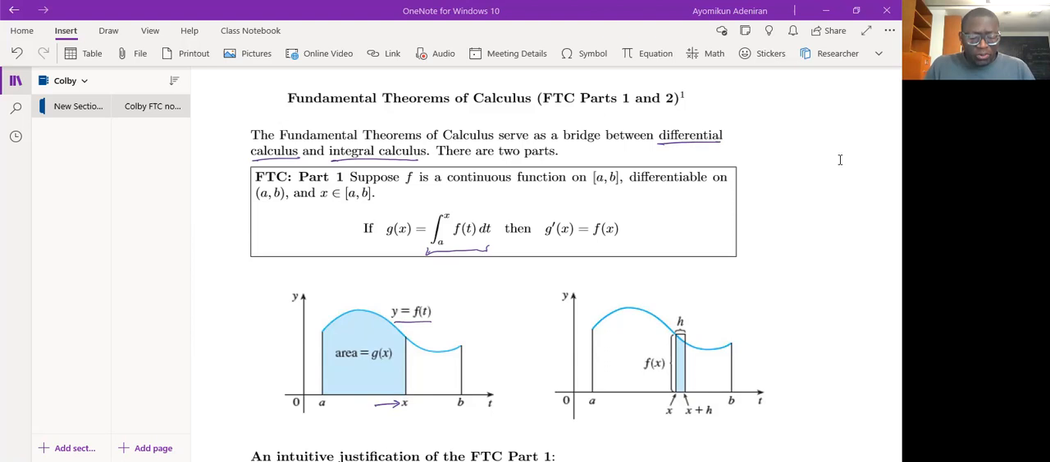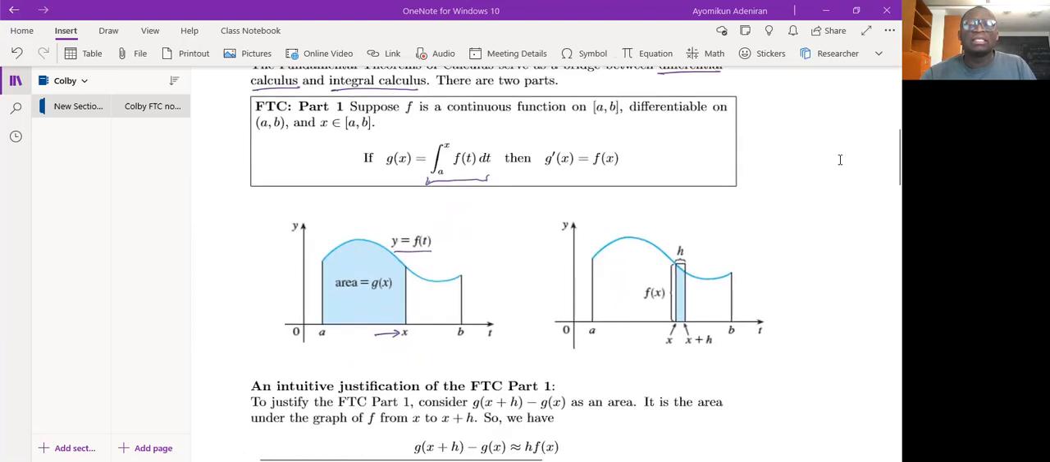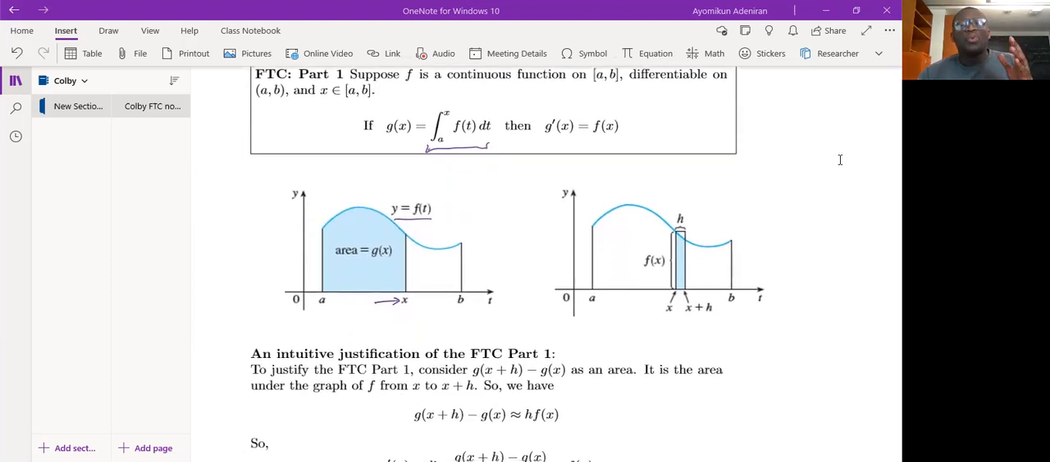Okay, so if we want to look at an intuitive justification, because we're interested not just in using this as a formula to solve problems, but to really see the reasoning behind this result, what you realize is that we can consider g of x plus h. We want to build up to the derivative using the limit definition. So we can consider g of x plus h minus g of x as an area.